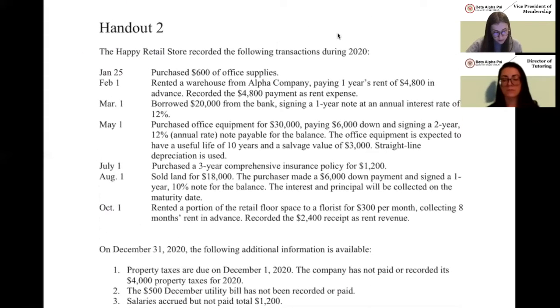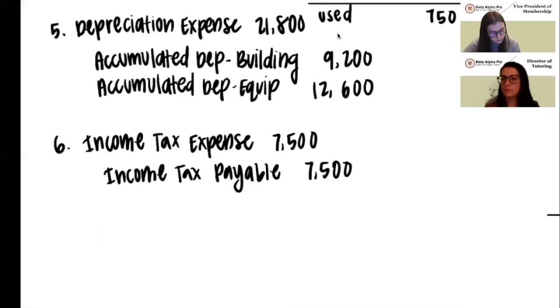On February 1st, they rented a warehouse from Alpha Company, paying 1 year's rent of $4,800 in advance. They recorded the $4,800 payment as rent expense. So let's talk about what they recorded on February 1st and what they do need to record on December 31st as their adjusting journal entry.